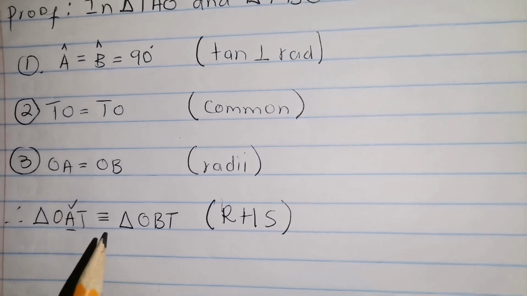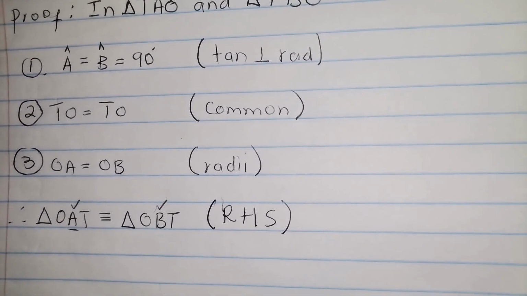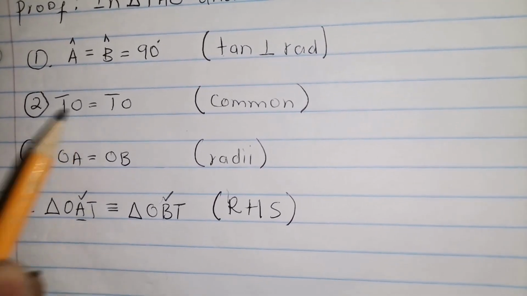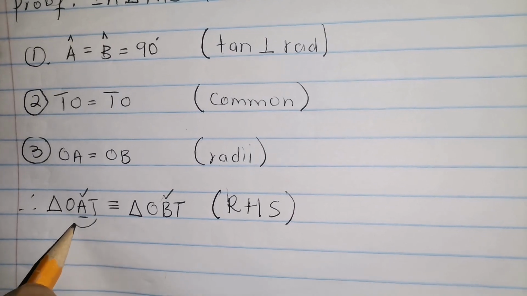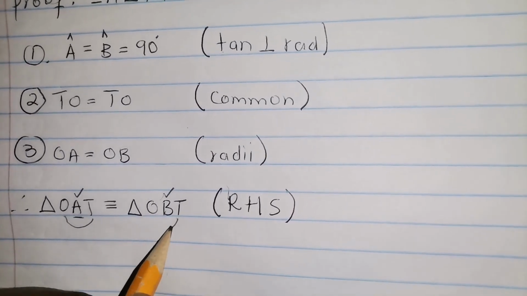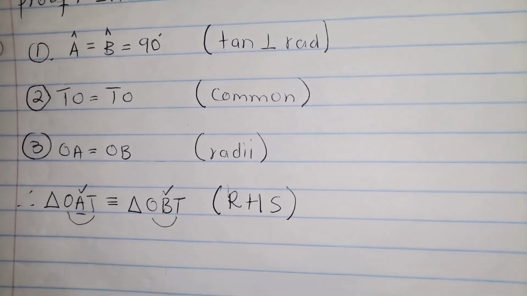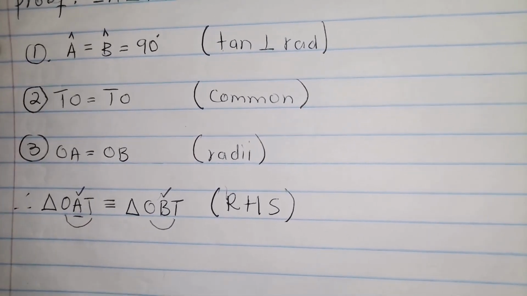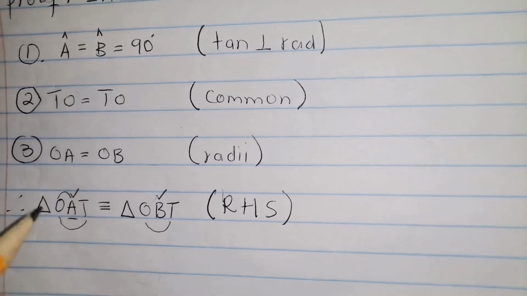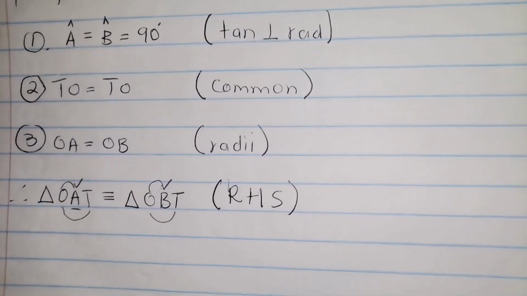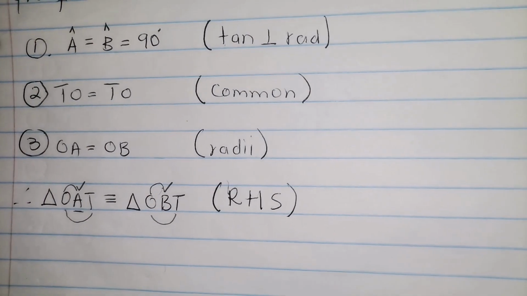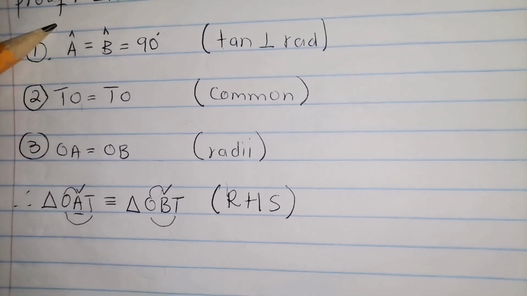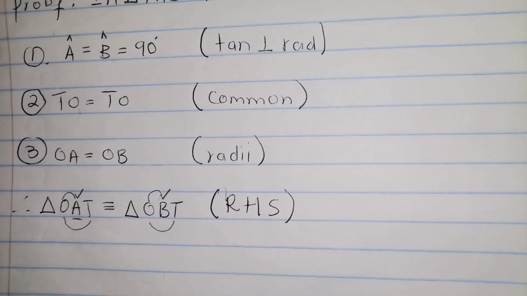Basically, A is on the second spot, B is on the second spot. Then we have TO: TO on the first triangle is like this, TO again is like this. So there's some kind of good arrangement. Then OA, here's our OA, here's our OB. They're arranged in order. As long as they're in order from what you've written here, then you're good to go.